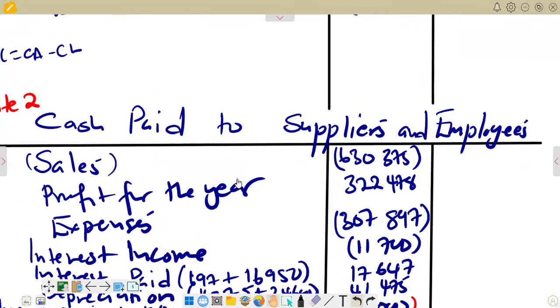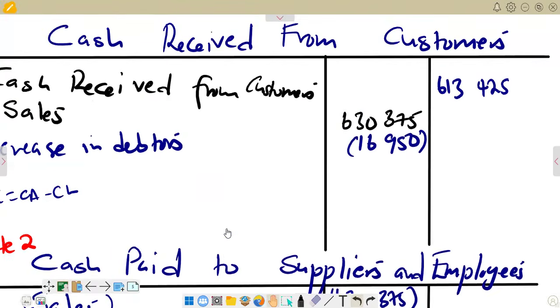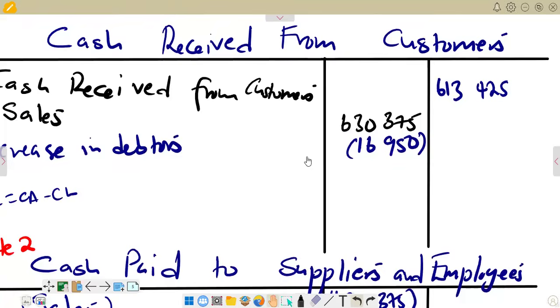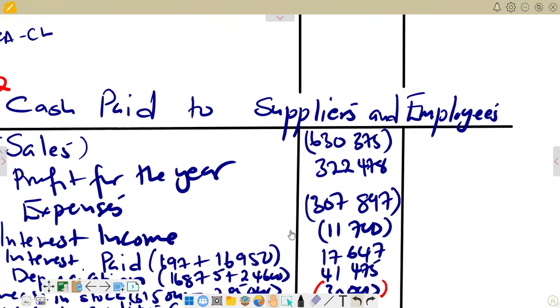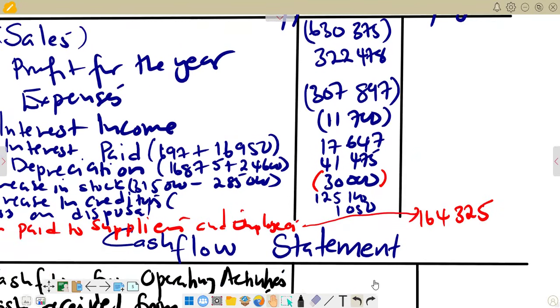Cash received from customers. So remember, the figure that we got for cash received from customers is 613,125 as a positive. So this is the figure that we are going to start with. And then again, we are going to pick the cash paid to suppliers and employees. And remember, we got it as 164,325.